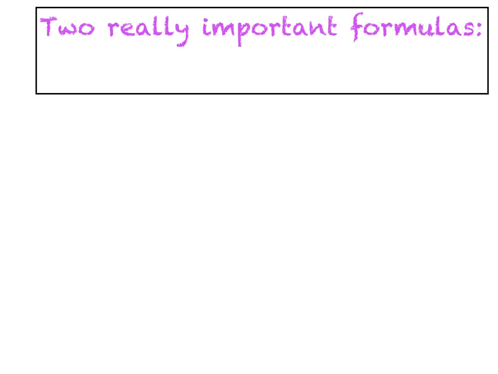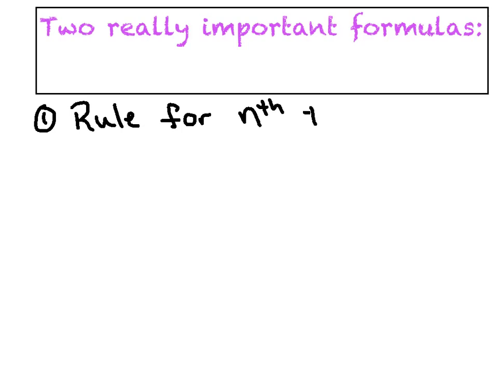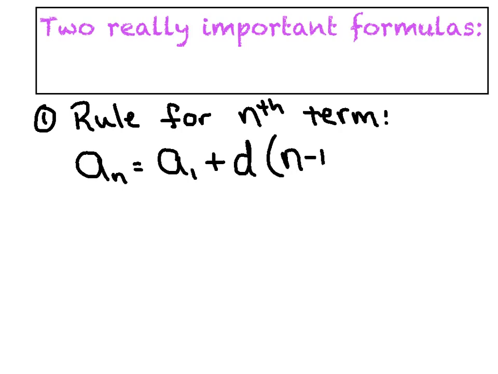All right, before we jump into some more examples, there are 2 really important formulas that you need to know. The first one is what I call the rule for the nth term. There are other ways we'll see in future examples how they might word this. This is the really important one that we have to memorize. We're going to say that a sub n is equal to a sub 1 plus the common difference times the quantity n minus 1.